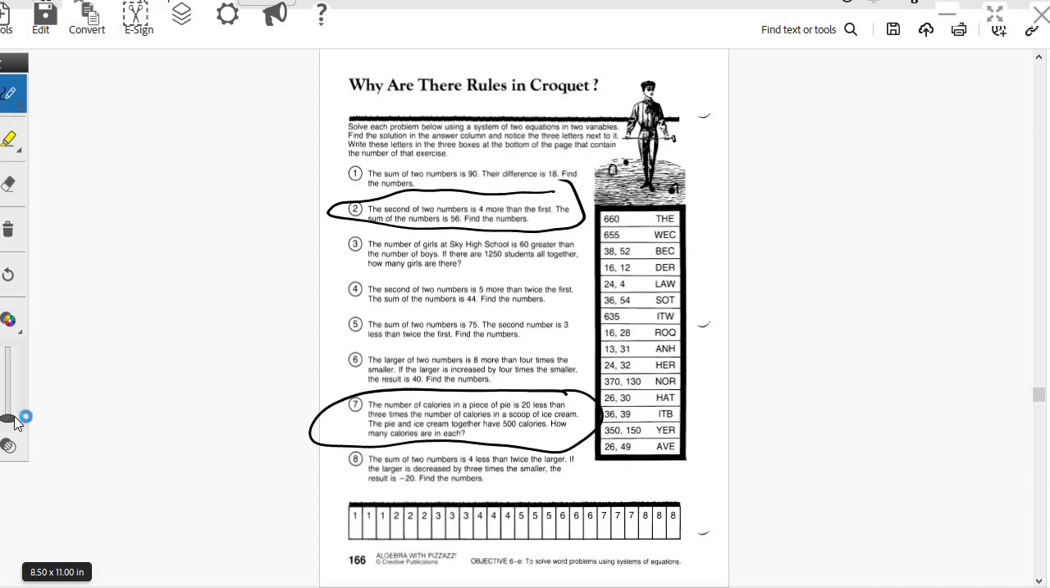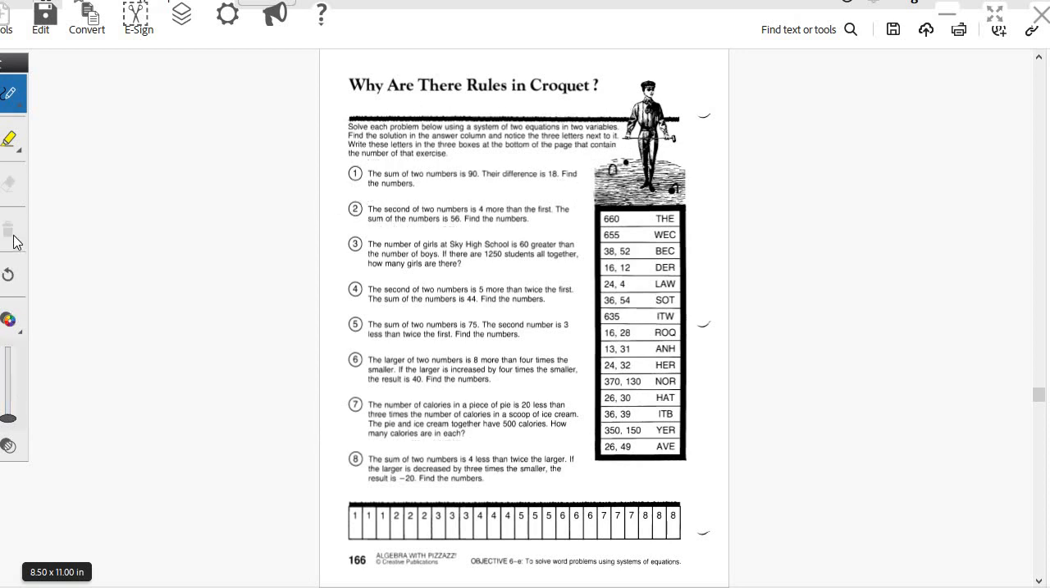We're going to solve each problem using a system of two equations in two variables. Then we're going to find the solution in the answer column, and notice there are 3 letters next to it. We're going to write these letters at the bottom of the page that contain the number of that exercise. First I'm going to show you number 2 and how to translate.